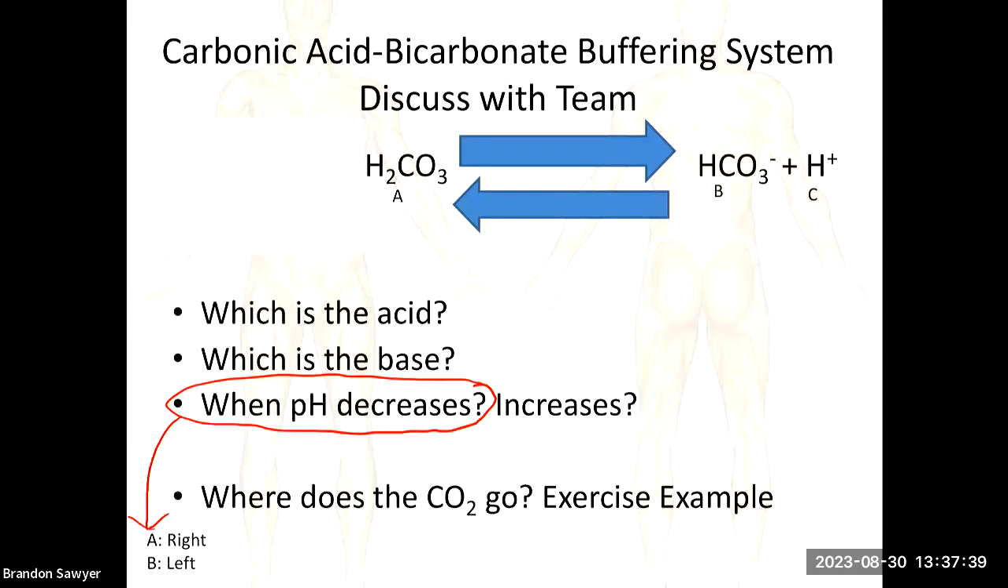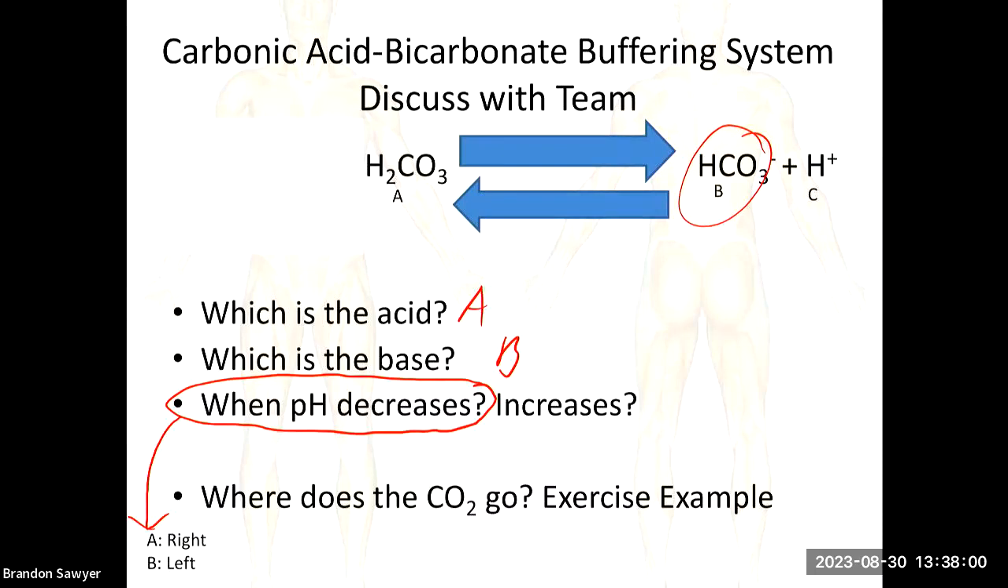So let's start with the first one though. Which one is the acid? A, B, or C? A, we got that. Good. Okay, the acid's always by itself. That's the easiest way to know that with any buffer equation. The acid's always by itself. Okay, and then which one's the base? B, absolutely. The base is always over there with the hydrogen ion in any buffering equation like this.